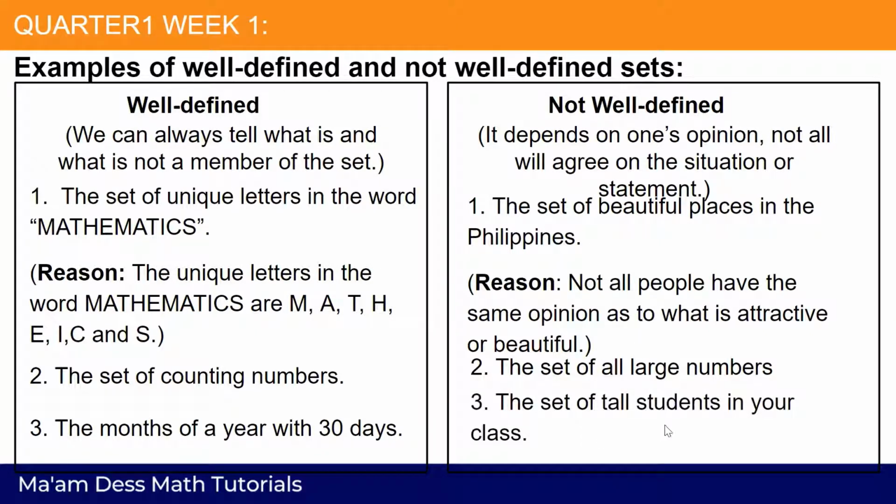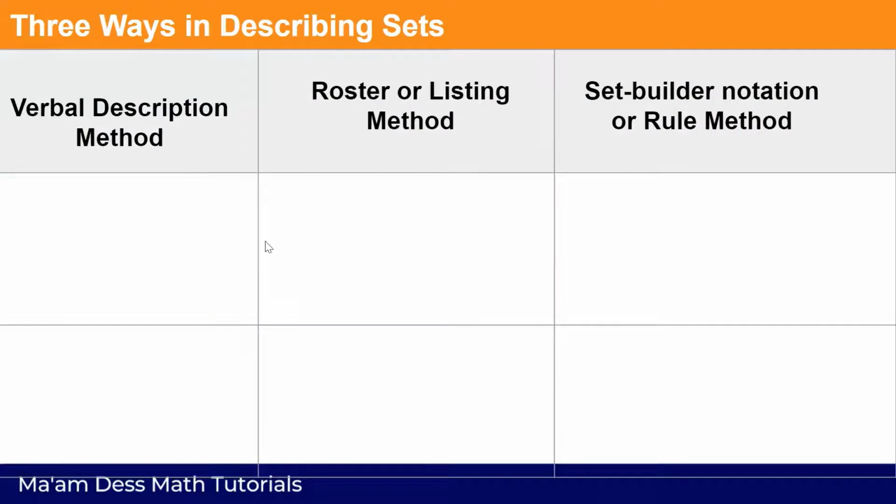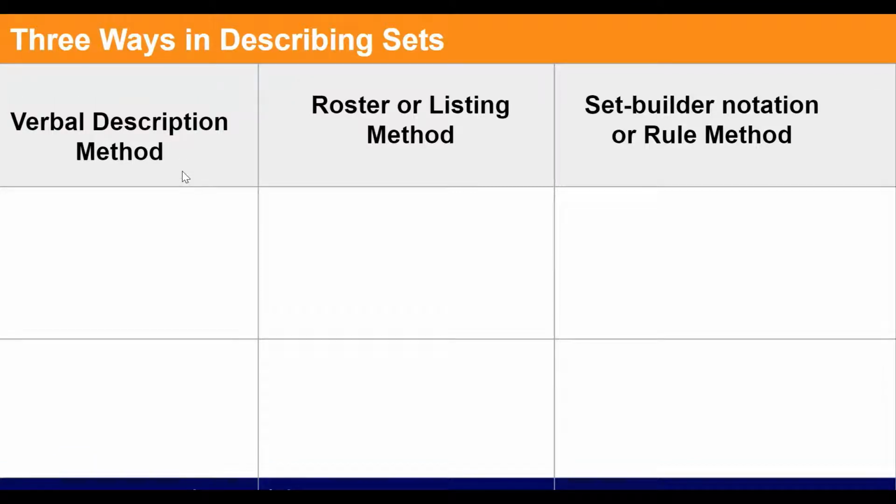Number 3, the set of tall students in your class. Okay, so let's proceed. There are 3 ways of describing sets. The first one, verbal description method. The other one, roster or listing method. Next, set builder notation or rule method.